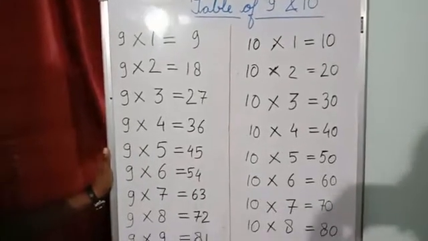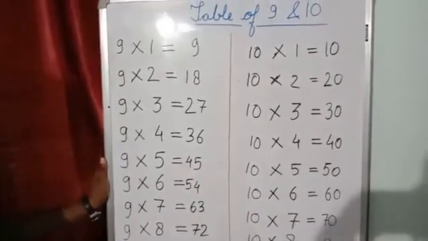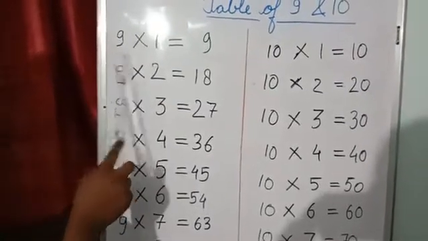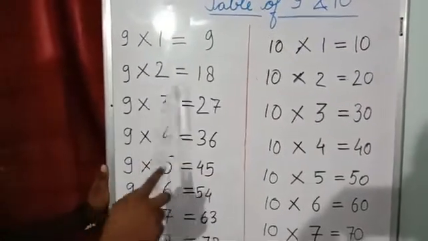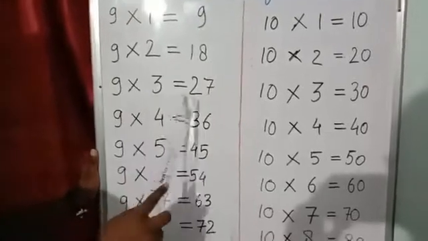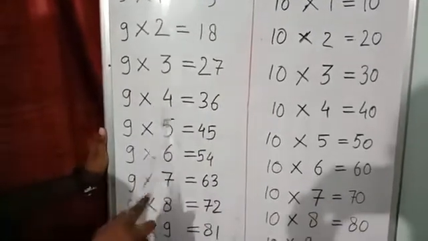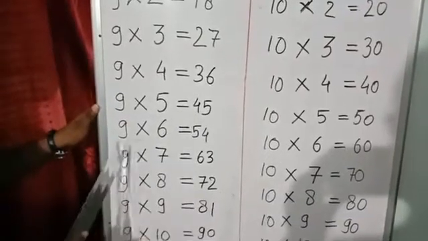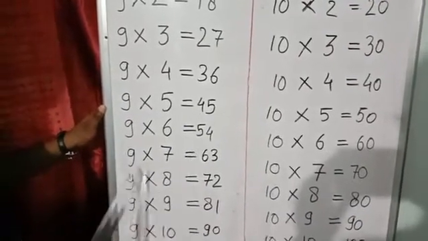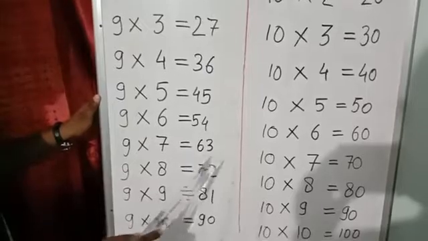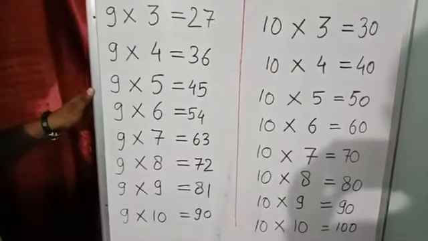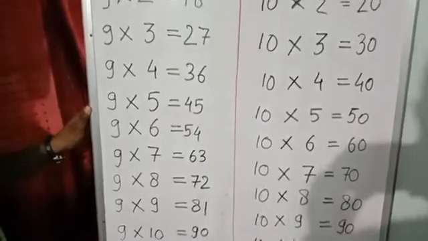Now we will repeat the table of 9, 10 once again. So let's revise the table once again. 9 ones are 9, 9 twos are 18, 9 threes are 27, 9 fours are 36, 9 fives are 45, 9 sixes are 54, 9 sevens are 63, 9 eights are 72, 9 nines are 81, 9 tens are 90.